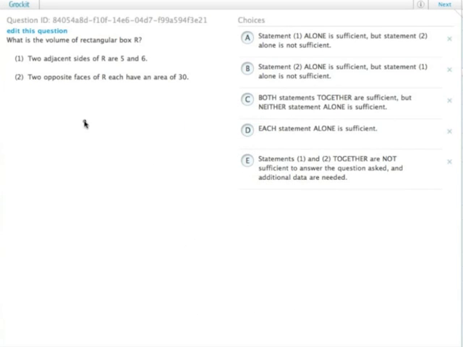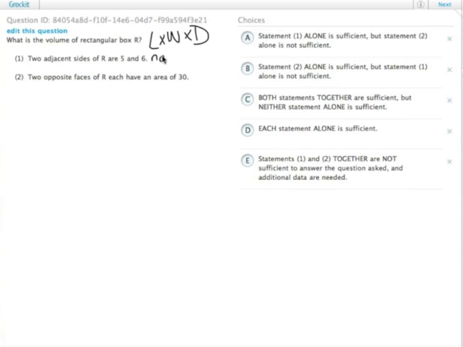So we have the volume of rectangular box R. Remember that the formula for the volume of a box is the length times the width times the depth. You need all three dimensions, and you need to multiply them all times each other to be able to figure out the volume. Statement 1 tells us the two adjacent sides of R are 5 and 6.